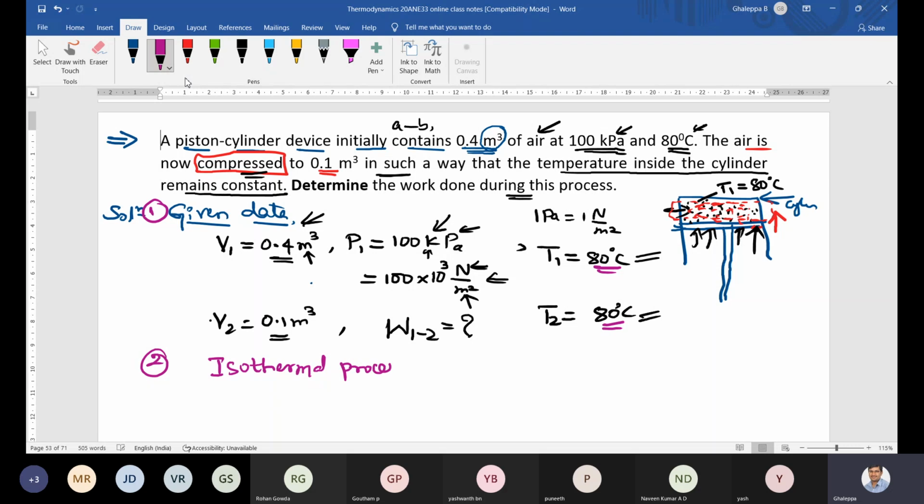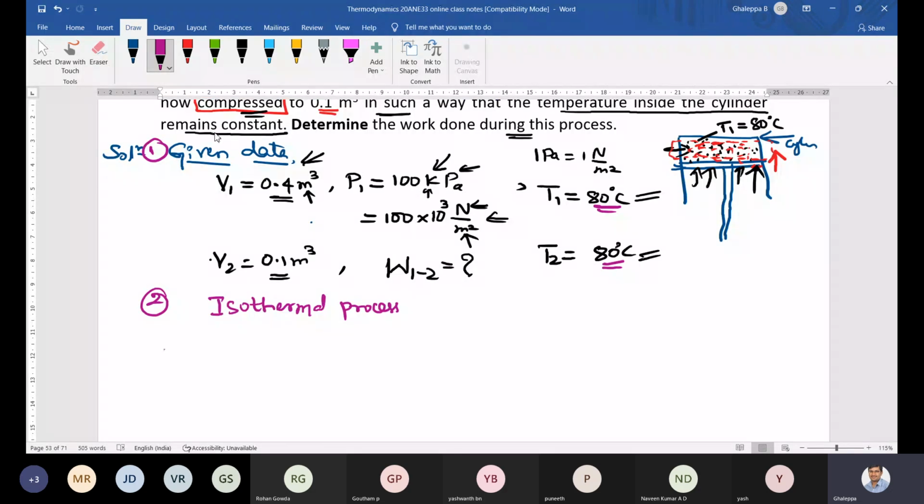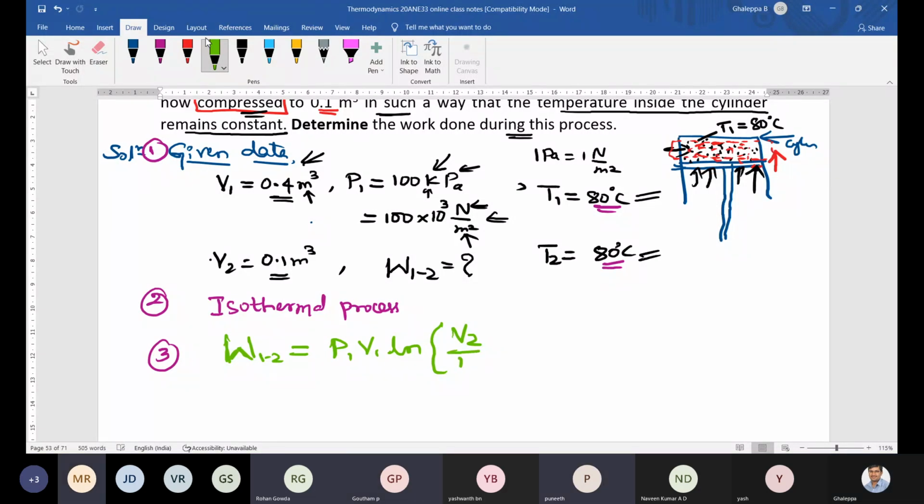Isothermal process. So what is the next step? You have to write the expression for isothermal. What is the expression of work done for isothermal? First you tell me the formula. P1 V1 ln of V2 divided by V1.